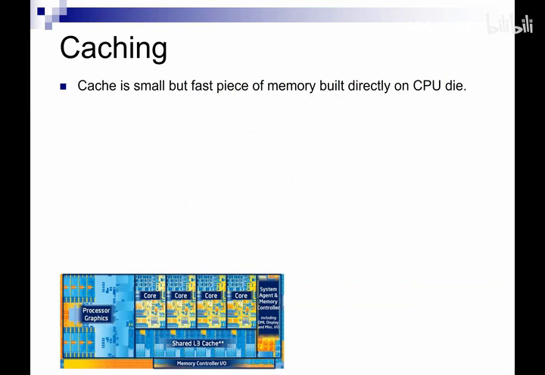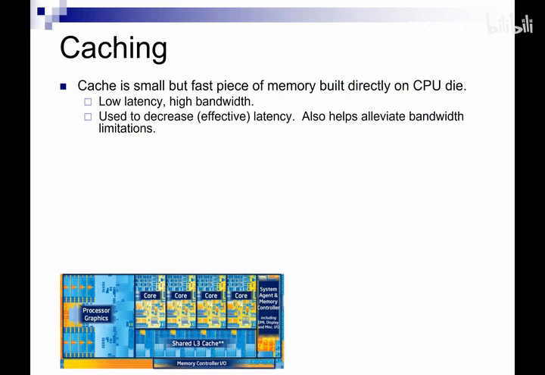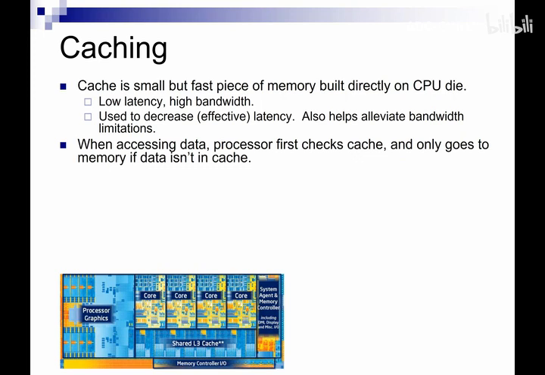So the cache, it's a small piece of memory, but it's very fast. The reason it's fast is because it lies directly on the CPU die itself. So for example, here we have a picture of a processor, right? We have the processing cores over here, and we have cache sitting directly on this processor. Because the data doesn't need to travel far to get from these cores to the cache, this is what makes the cache fast. So the cache has low latency and high bandwidth, and this helps us overcome our bandwidth limitations.